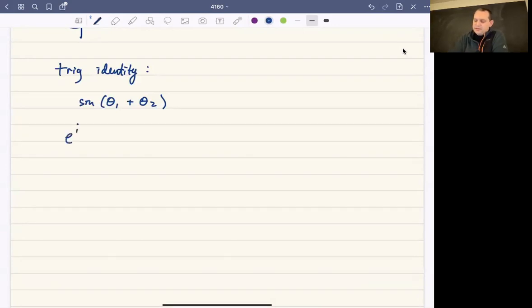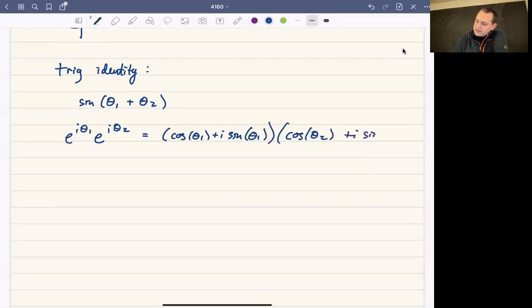What I mean by this is that if you take e to the i theta 1 times e to the i theta 2, you would have cosine of theta 1 plus i sine of theta 1, times cosine of theta 2 plus i sine of theta 2. And so you get some formula for it. On the other hand, you can think of this as e to the i times theta 1 plus theta 2. So you're going to have two expressions for the same thing.